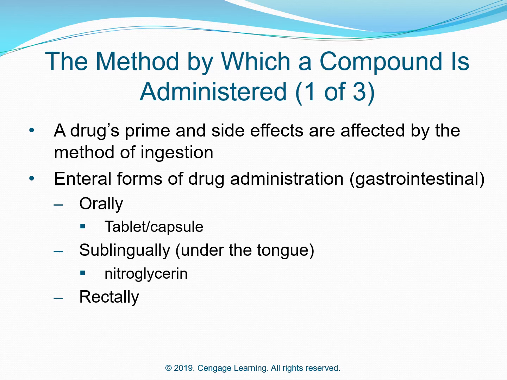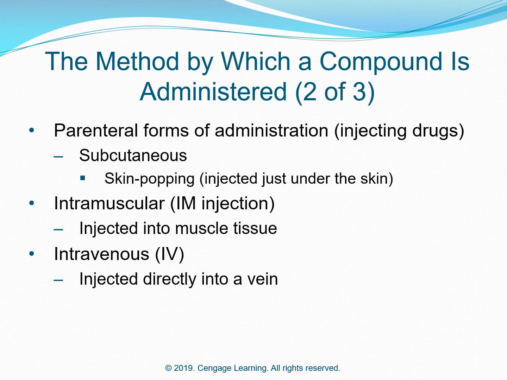Internal forms of drug administration: gastrointestinal, oral, tablet, capsule, sublingual (under the tongue, nitroglycerin for example), and then there's rectally. The method by which a compound is administered, two of three. Parenteral forms of administration, which would be injecting drugs: skin popping, injections just into the skin. Intramuscular, injected into the muscle tissue. Intravenous, injected directly into a vein.